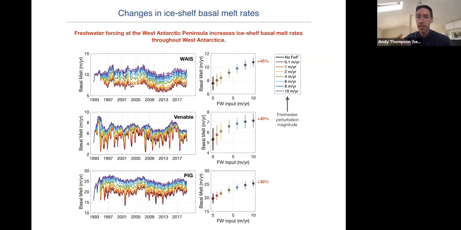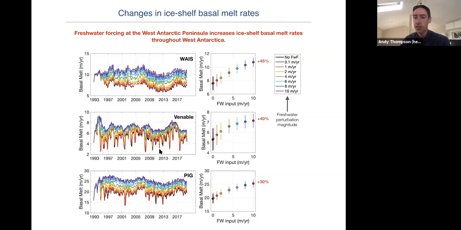And the colors here are indicating progressively stronger freshwater perturbations at the Antarctic Peninsula. And you can see there is interannual variability, but there is an offset as we add more freshwater that is almost a linear relationship between the freshwater input at the peninsula and the mean basal melt rates. We can also look at this at individual ice shelves. So here's Venables, here's Pine Island Glacier. They have their own characteristics, which is probably largely due to the bathymetry in front of and within the ice shelf cavities. But qualitatively, the picture is similar.